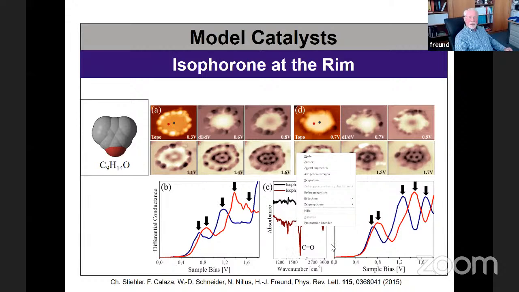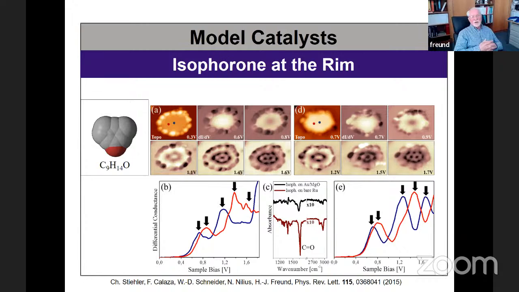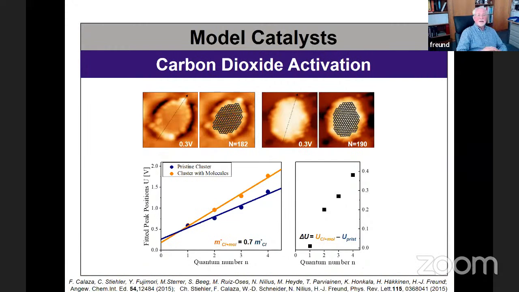And we had taken not only the STM image, but also infrared spectra to make sure that it's really isophorone that we have at the surface. Now, the good thing about STM is you can not only image, but you can also manipulate the molecules on the surface. And since these molecules are weakly bound, you can actually pull them away from the rim. And so you can take a particle and peel off these molecules from the rim so that you are in the position of being directly able to compare the same cluster with and without the molecules on top and look at the electronic structure.